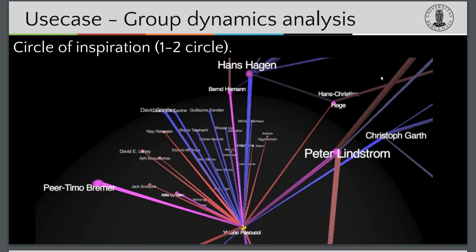Another use case, of course, is group dynamics analysis. So, for instance, here, Pascucci is directly inspired by Hege, but Hege is only indirectly inspired by him back. Hege is directly inspired by Hagen, but Hagen is only indirectly inspired by Hege back. Hagen is directly inspired by Pascucci, but Pascucci is only indirectly inspired by Hagen back. So you get this circle of non-equidistant reciprocal inspiration relationships, which I thought was pretty interesting.